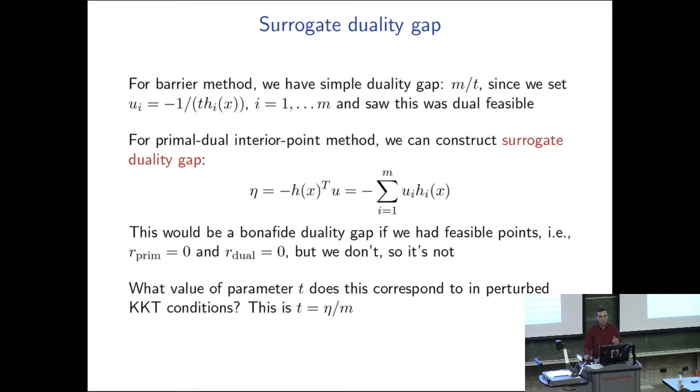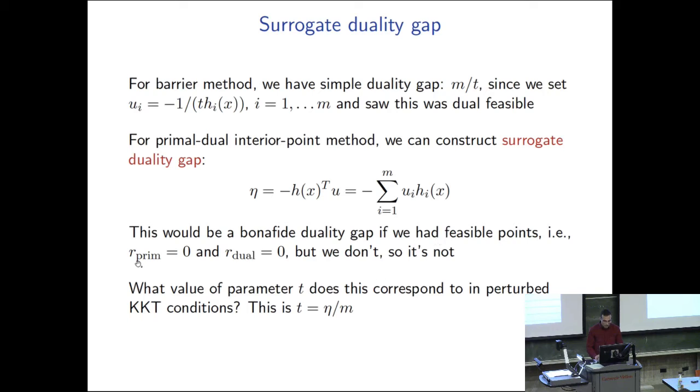So in particular, it's going to be pushing the dual points closer to feasible. So they're going to be very close to feasible, and in which case this kind of surrogate duality gap is going to start looking more like a duality gap. And in fact, when they're feasible, or let's say in the limit they are feasible, this will actually be the duality gap.